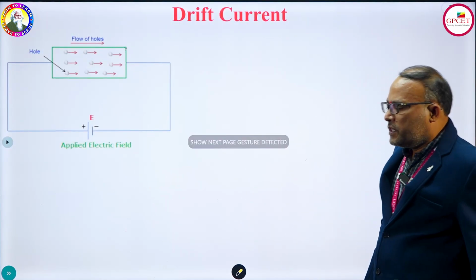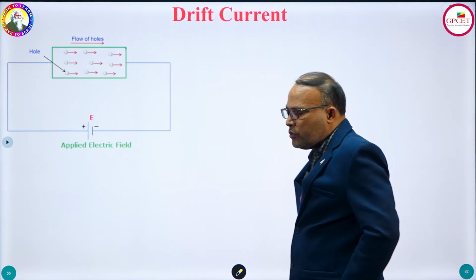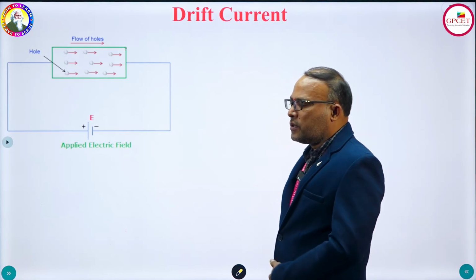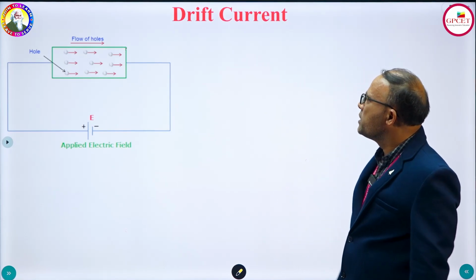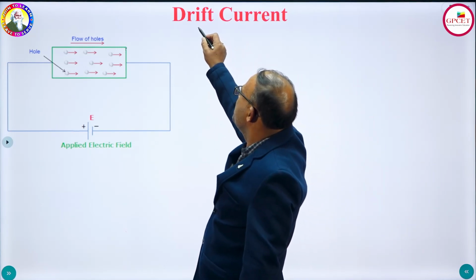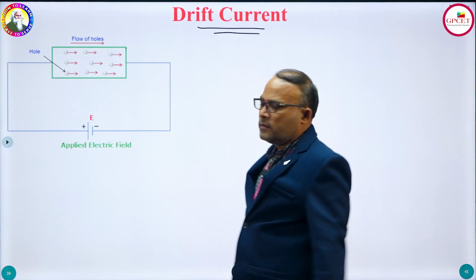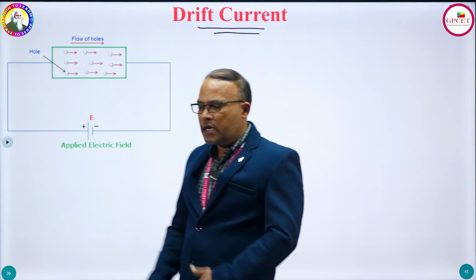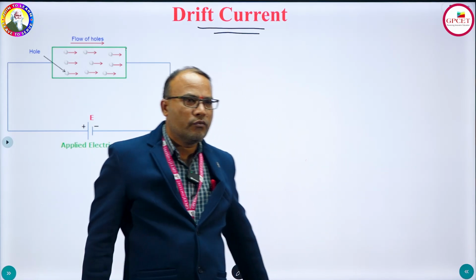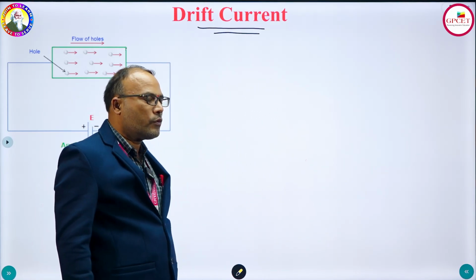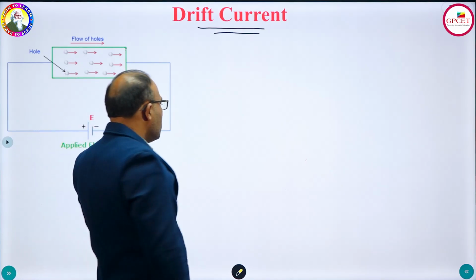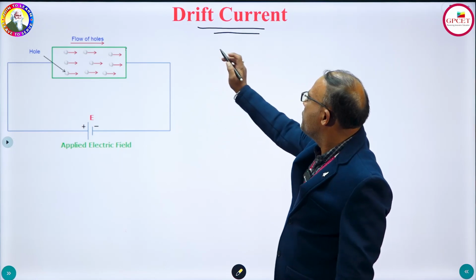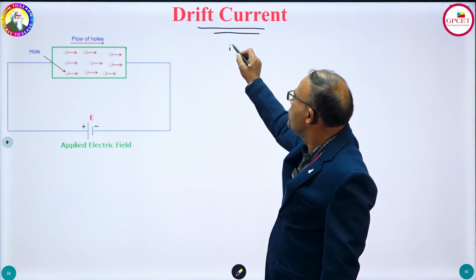Next, let us go to the enhancement of the topic we have learnt in previous classes. The enhancement topic is called drift current. What is drift current? Here we will learn what drift current is, and what makes drift current flow from one point to another point. So first of all, if you want to learn about drift current, you need to learn first two points.